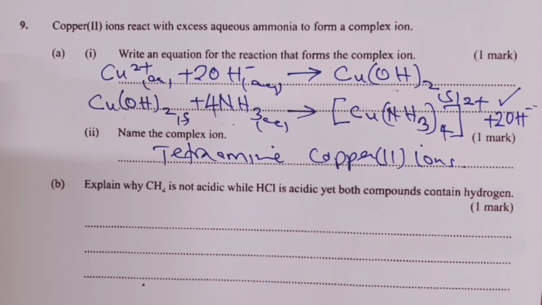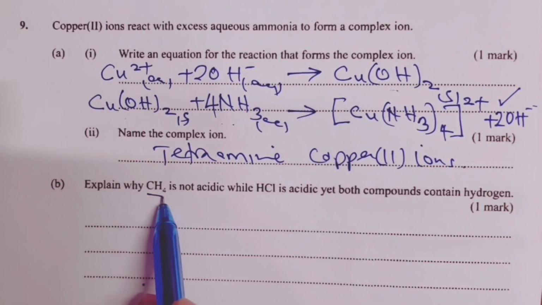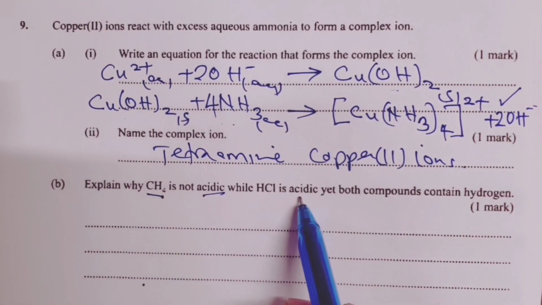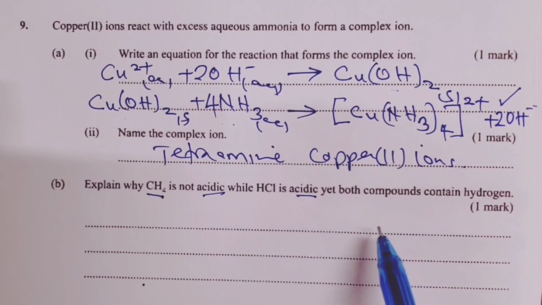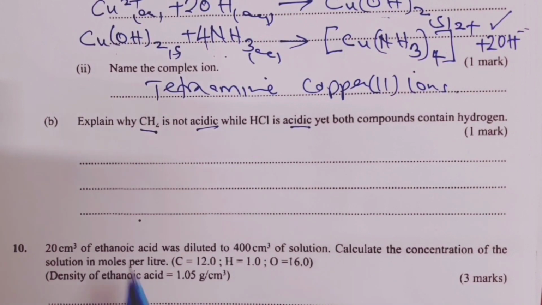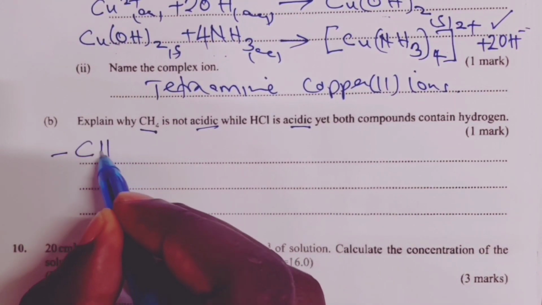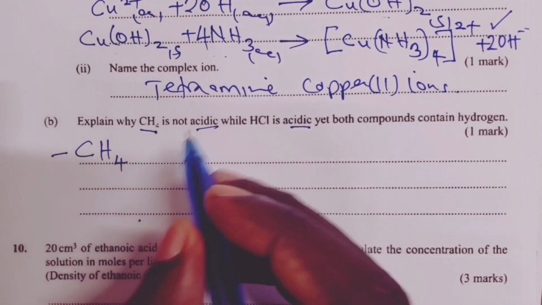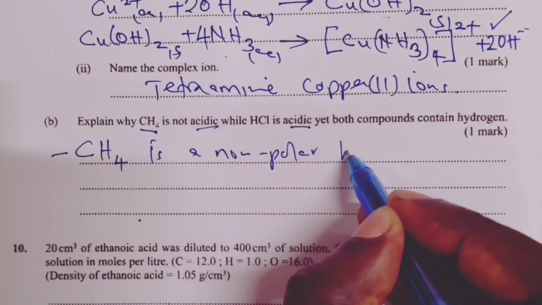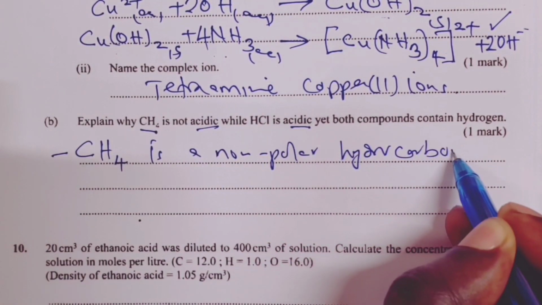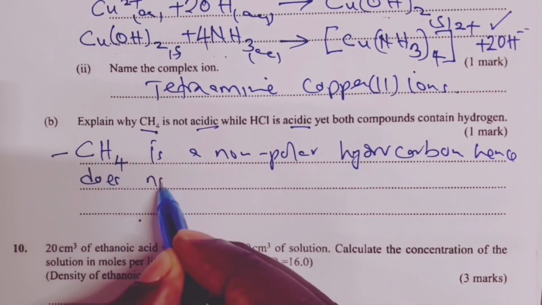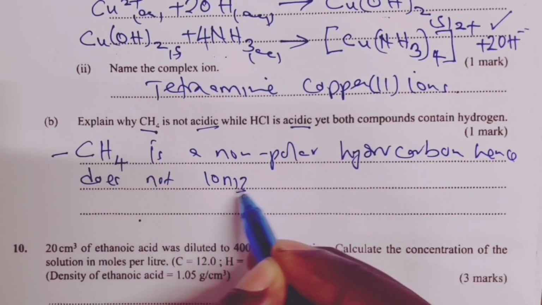Part B told us to explain why CH4 is not acidic while HCl is acidic, yet both of them contain hydrogen. The answer here is quite easy. We would write that CH4 is a non-polar hydrocarbon. So what happens to it? Hence, it does not ionize in water.